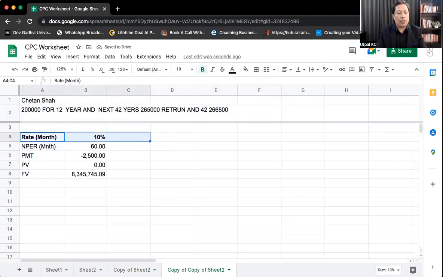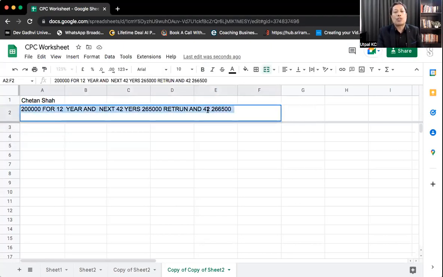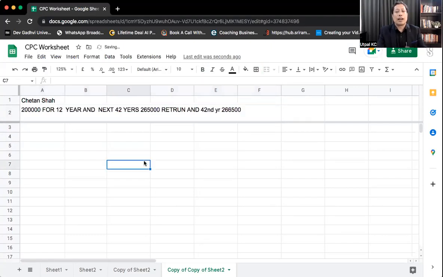Now you need to clarify a few things in the question. So this means you are investing 2 lakhs for 12 years and the next 42 years, 2,65,000 return. And this portion I didn't understand. And 42 into 42nd year. Okay, return in the 42nd year. This much. Okay. Now very simple.